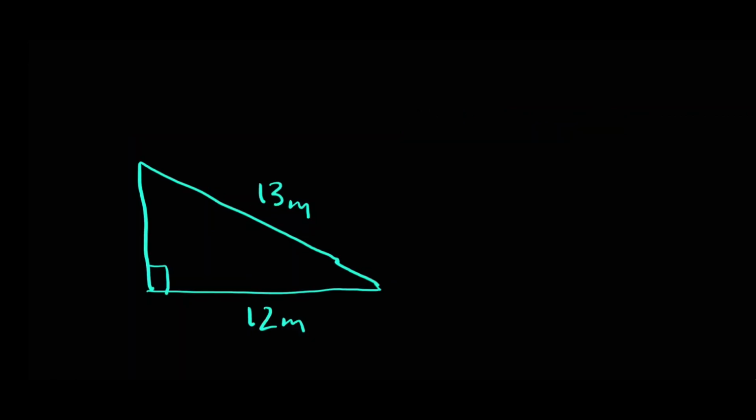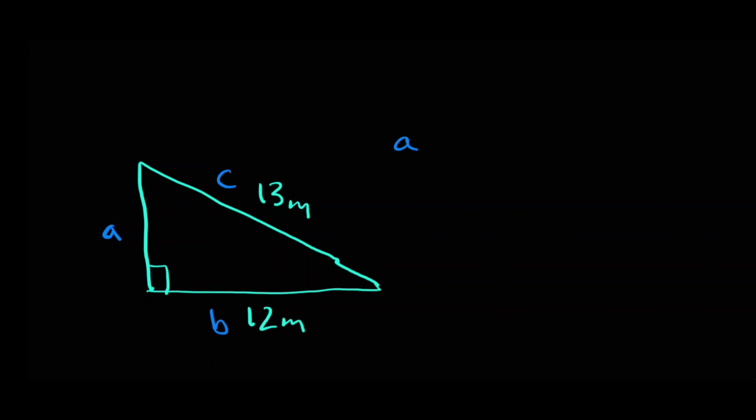What if you want to find the missing length of a side that isn't the hypotenuse? So here we have a triangle with side lengths 13 meters and 12 meters, and we want to find the missing side length. So first let's label the sides. The 13 meter side has to be C, because it's the hypotenuse, but what we label the other two sides is up to us. So let's just make the 12 meter side B and the missing side A.